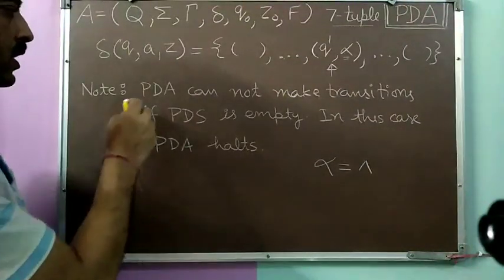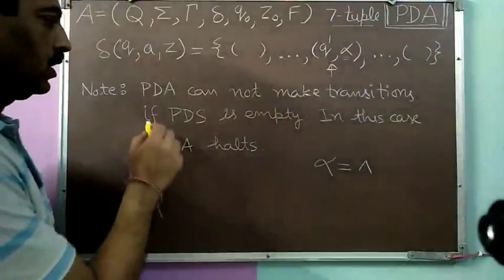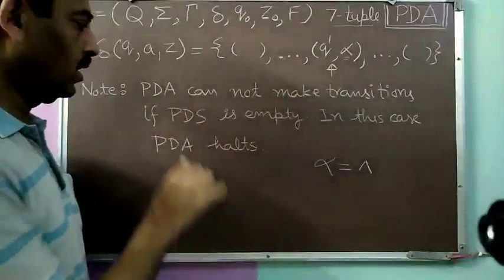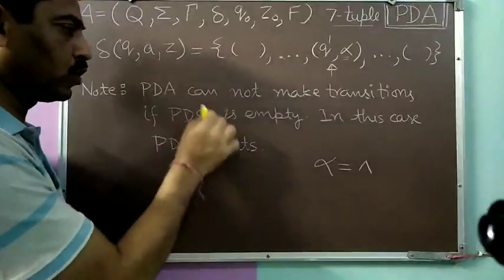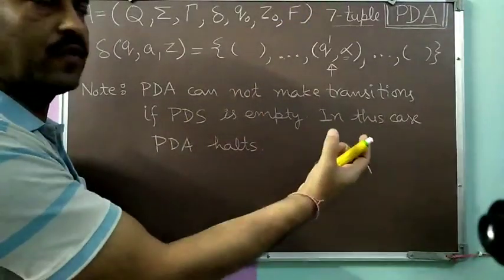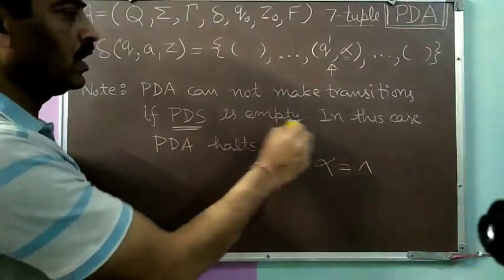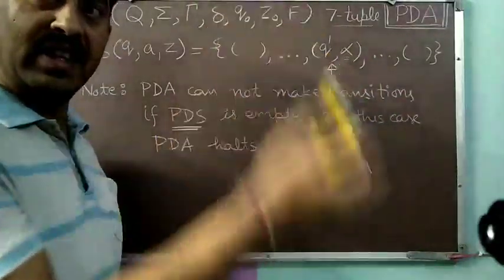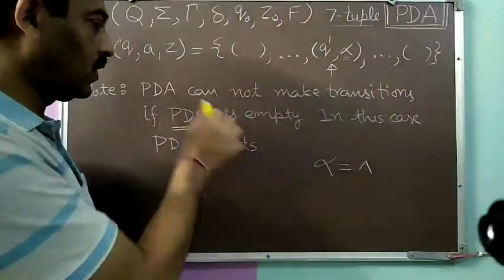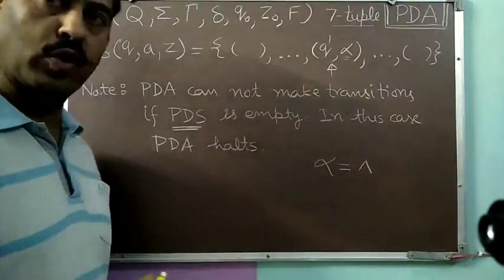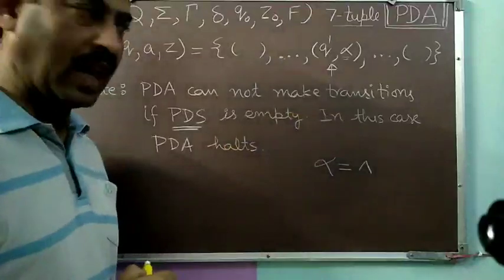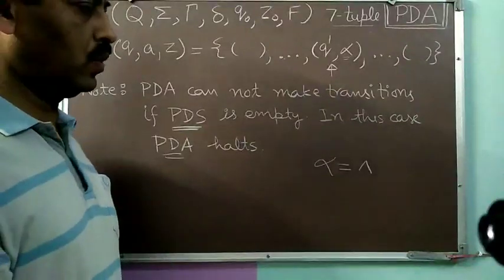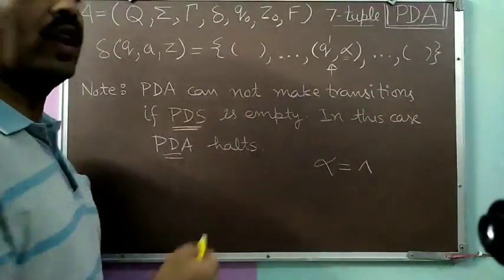One more important point is that a PDA cannot make transitions if the PDS is empty. Push down automata cannot function if the push down store is empty. Push down store means the memory which we have attached in the form of a stack. How may the push down store become empty? Suppose we are performing certain erasing moves and we erase all the symbols present over the push down store, then the push down store may become empty. If the push down store becomes empty, in such a case our PDA will halt, it will not function further. This is an important point. This is called halting of PDA.